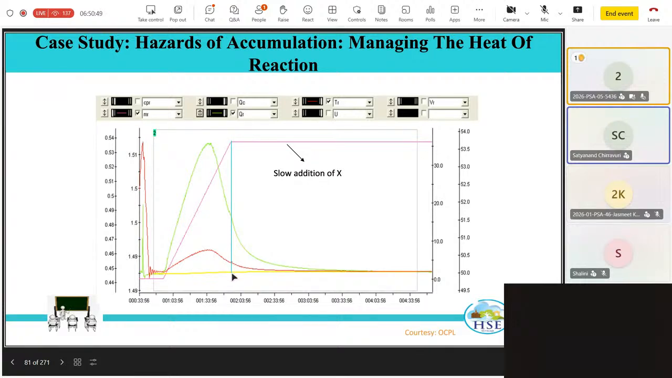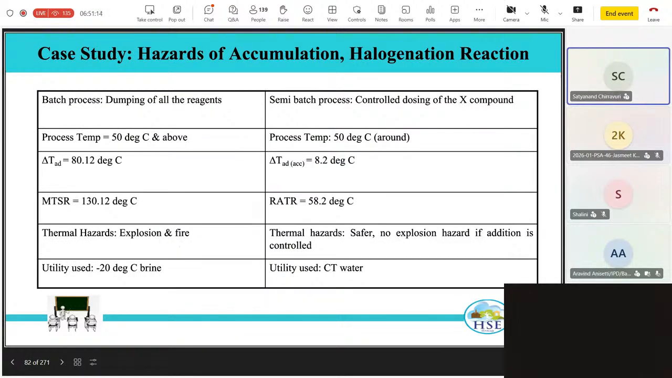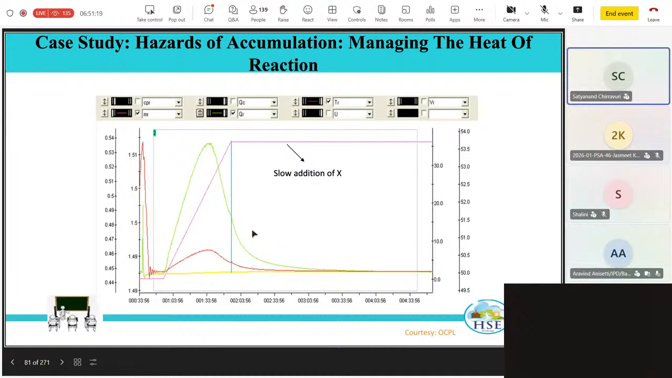This is a temperature rise. And by the time you add it completely, you are left with a very small amount of residual heat. This is the total heat, and what you are left with is a very small amount of residual heat. I am telling you guys, whenever you are managing your reactions, you have to make sure that your residual heat is as minimal as possible. That is the most important thumb rule for managing hazardous reactions.